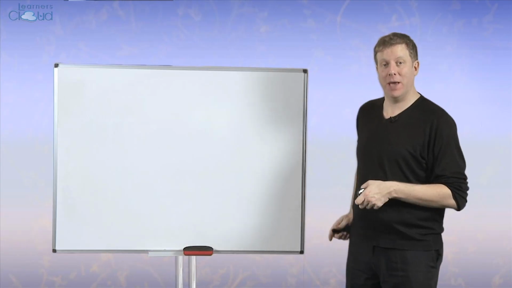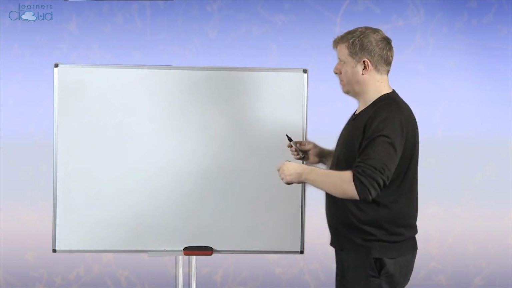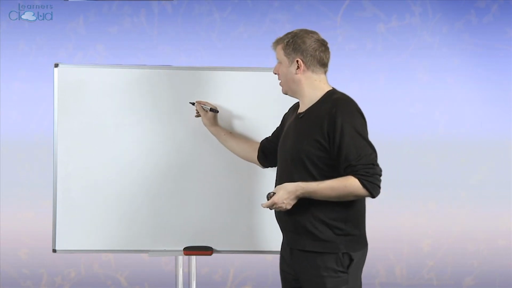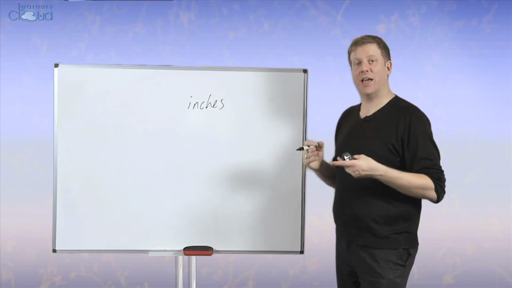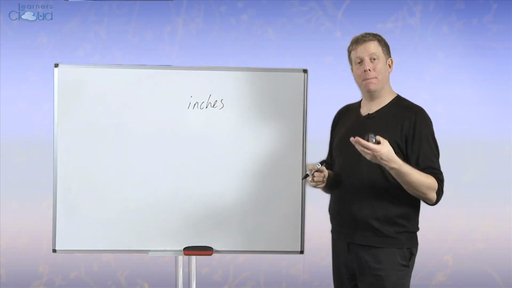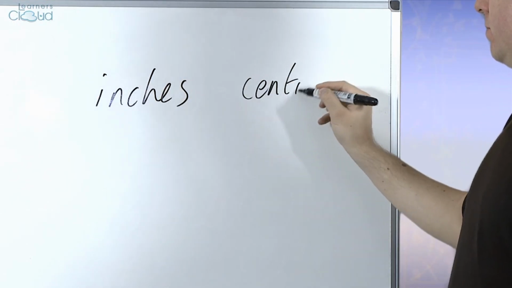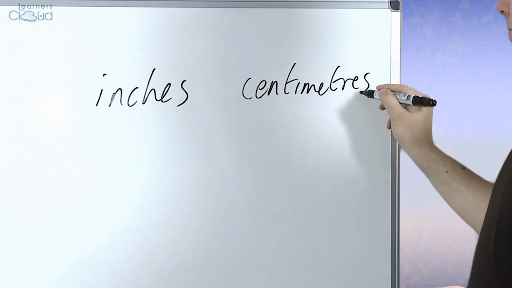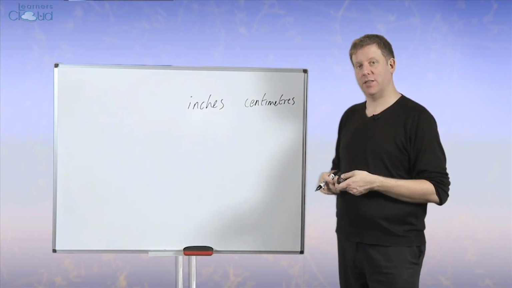Well, in terms of our imperial measure, our old traditional method, the length of the book would be in inches. That's our imperial measure. But our metric measure would be centimetres. So imperial would be inches, metric in centimetres.